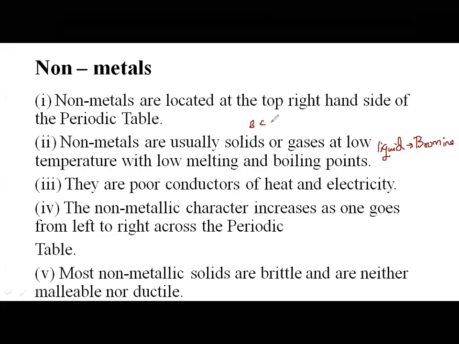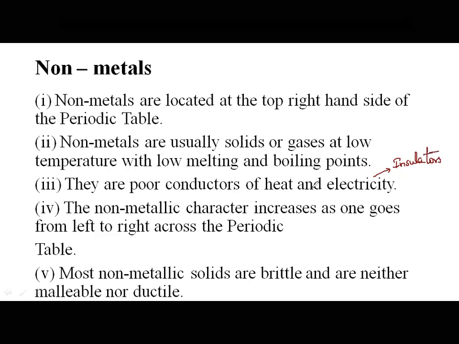Boron is a non-metal, carbon is a non-metal. These are all solids. Among gases, we have nitrogen, oxygen, fluorine, and chlorine. Iodine is solid. Bromine is liquid. The only non-metal which is liquid at room temperature is bromine. They are poor conductors of heat and electricity. They do not have the tendency to conduct heat and electricity. Therefore they are called insulators, whereas metals are called conductors.